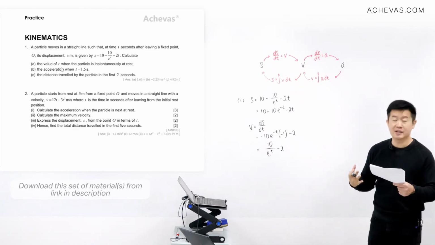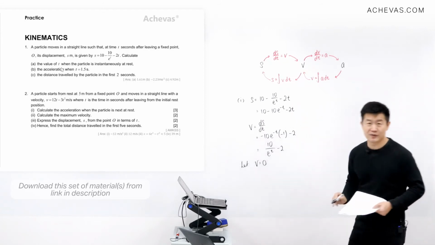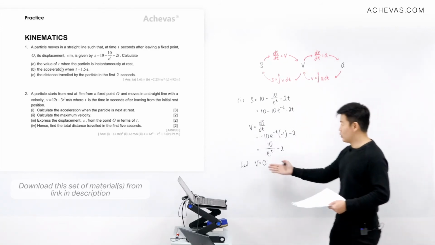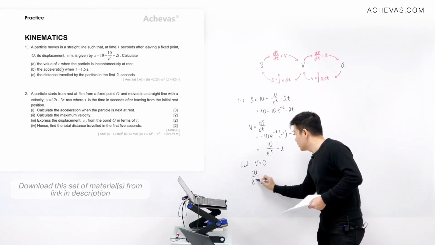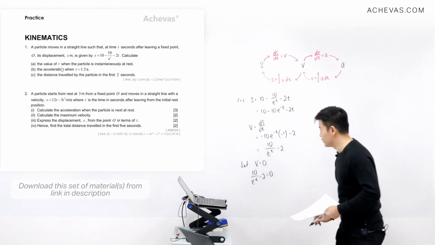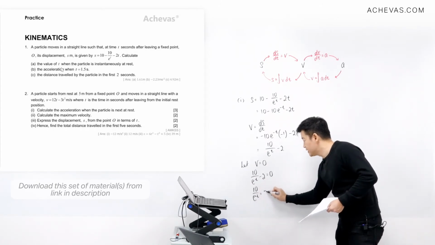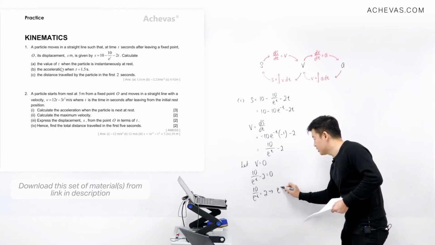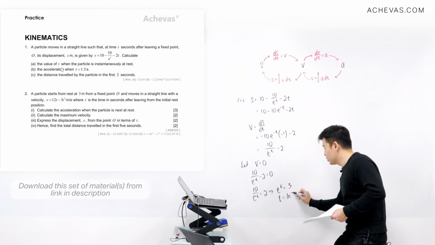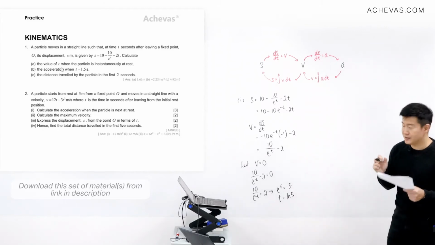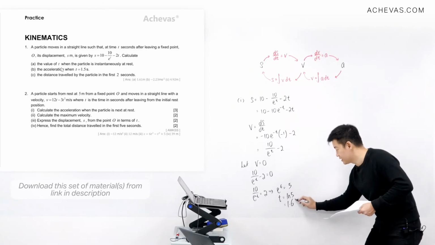And now we can discuss instantaneous rest, because we can simply let the velocity be equal to 0 at instantaneous rest. So when velocity is equal to 0, 10 over e to the power of t minus 2 is equal to 0. So from here, 10 over e to the power of t is equal to 2. This tells me that e to the power of t is going to be equal to 10 divided by 2, which is 5. So t is going to be equal to ln 5.